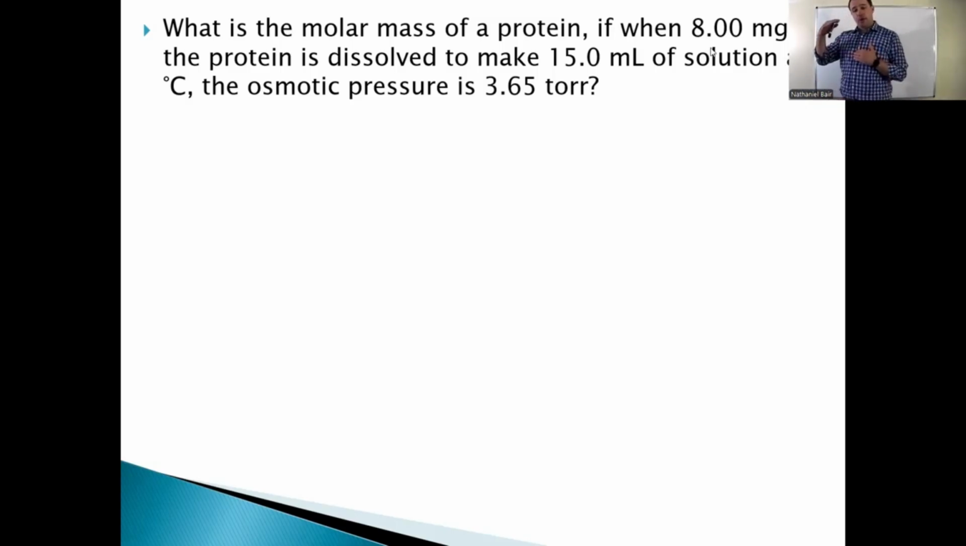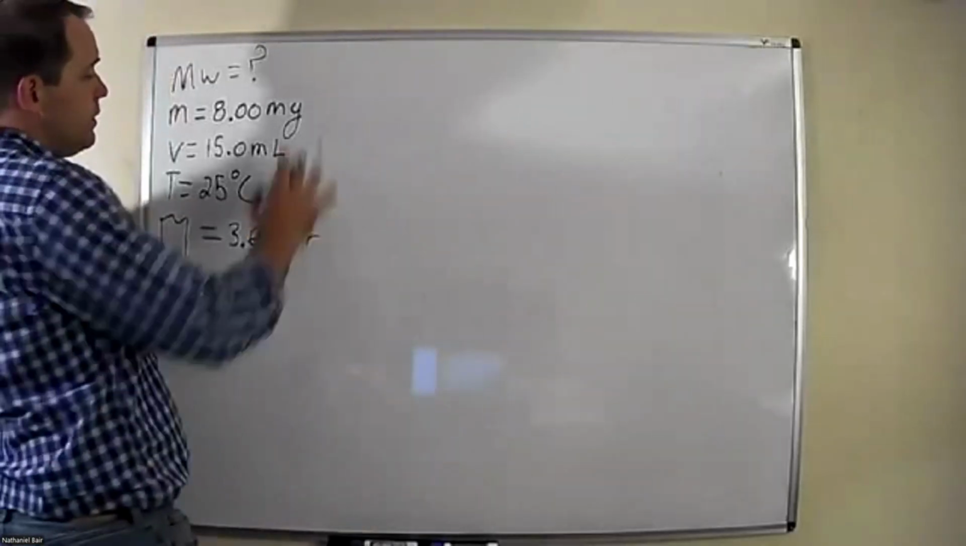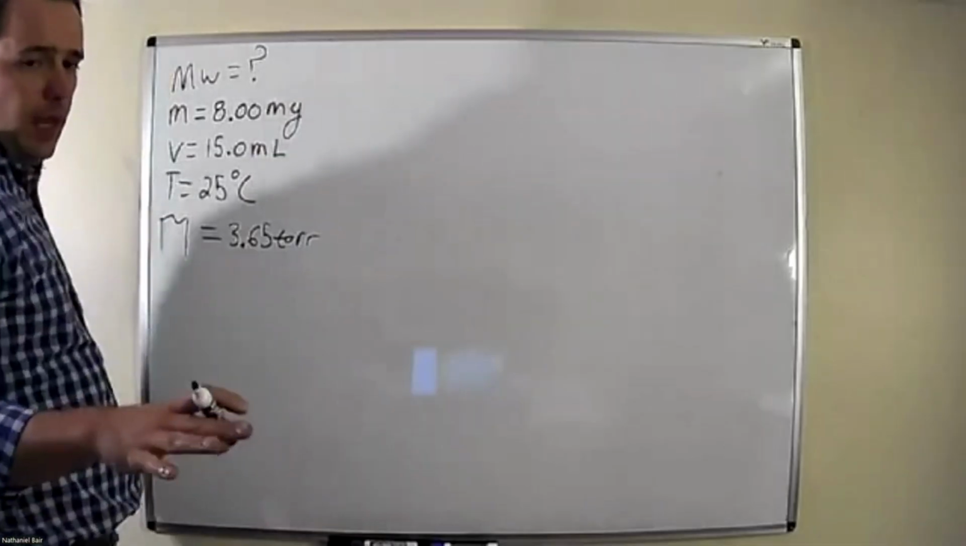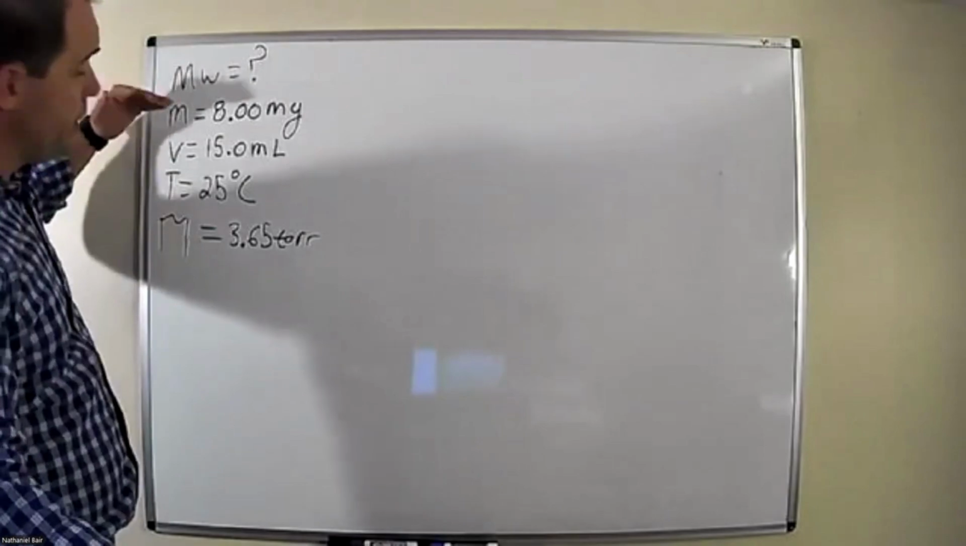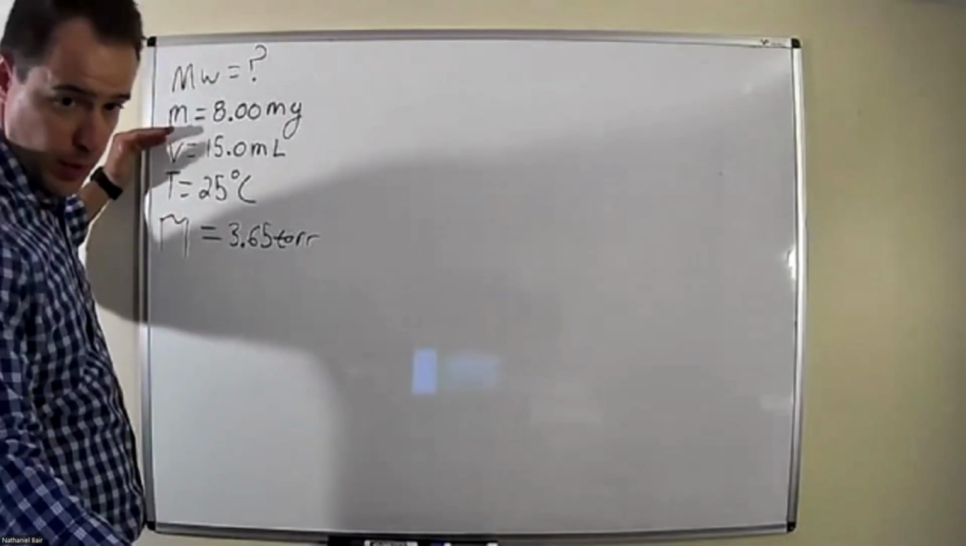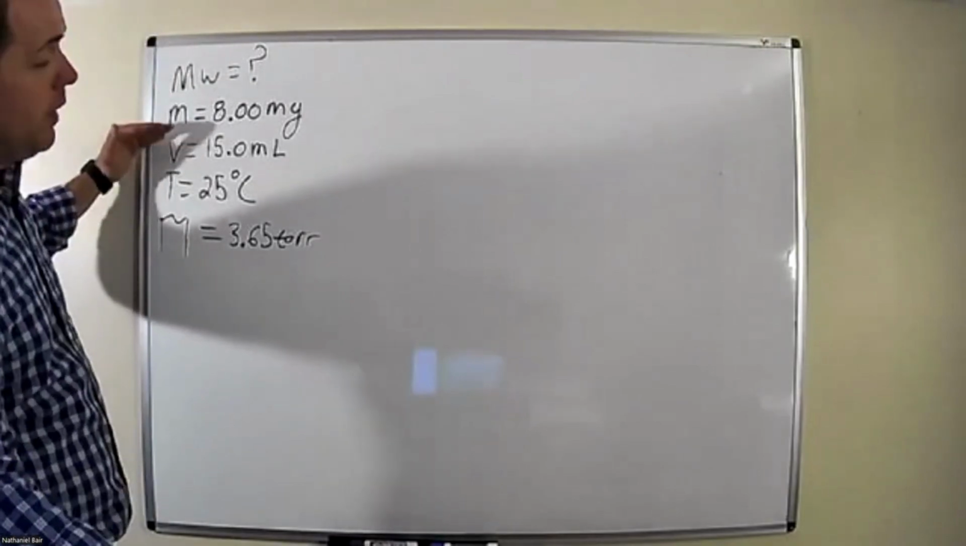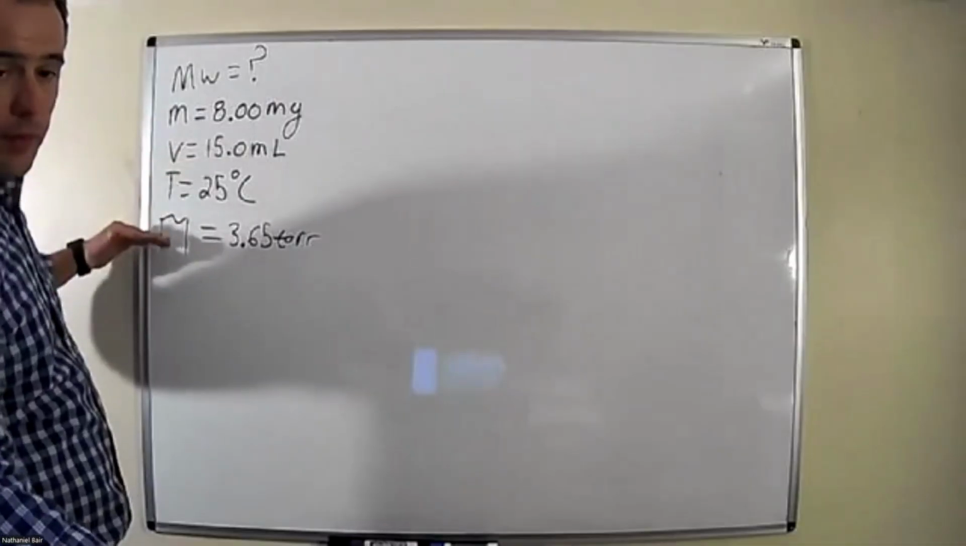Give me a second. This one will take some paper. Okay, so let me copy some of this information down on the board, and we're going to go through it. This one does take a little bit of time. All right. So I wrote down the pertinent information. End of the day, we want the molar mass of this macromolecule, this protein. We know we dissolved 8 milligrams of it, 15 mils of solution. We know we're at 25 degrees Celsius and we have the osmotic pressure.